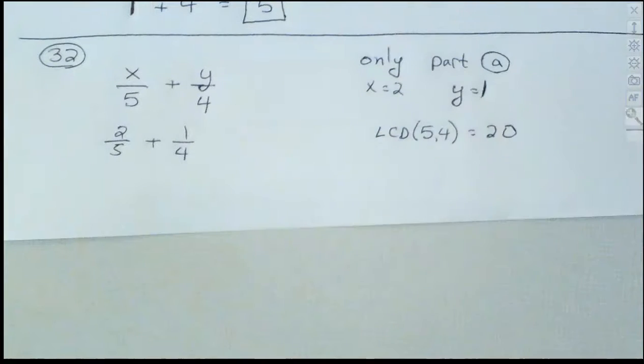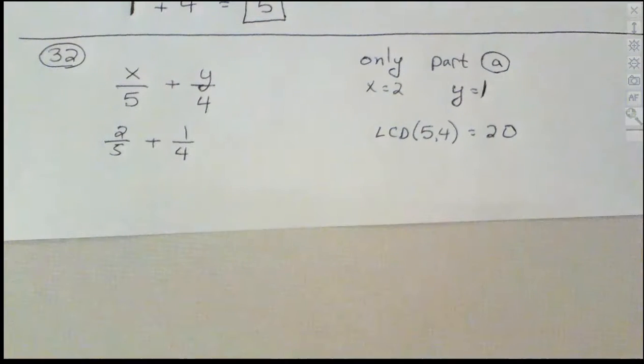How did I come up with 20? Well, 5 times 1 does not go into 4. 5 times 2 is 10. Does that go into 4? No. 5 times 3 is 15. Doesn't go into 4. 5 times 4 is what? 20. And that 20 goes into 4, right? 5 times. So it works.